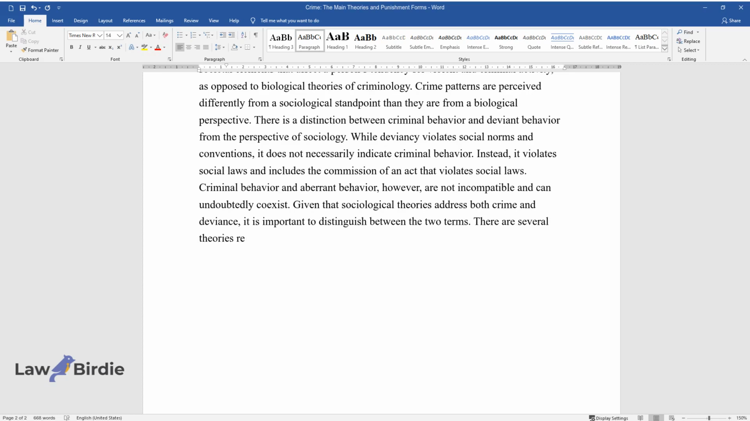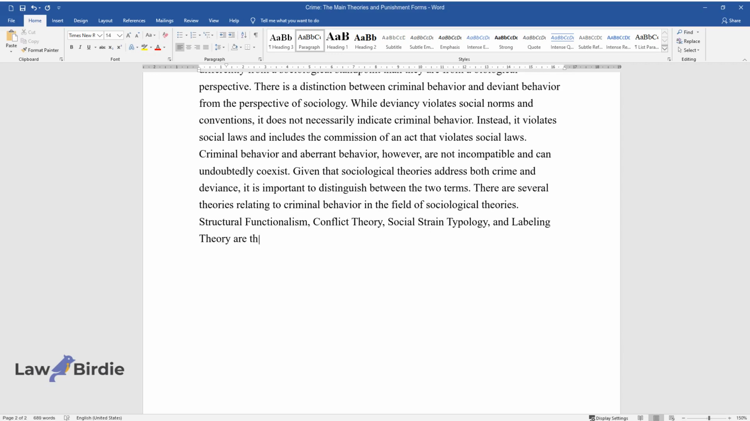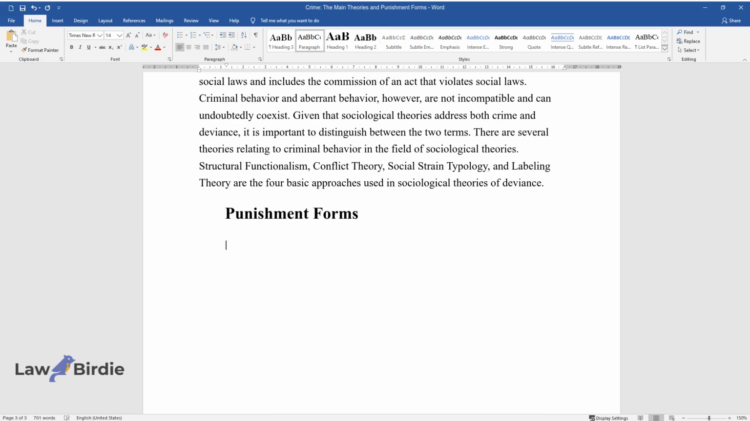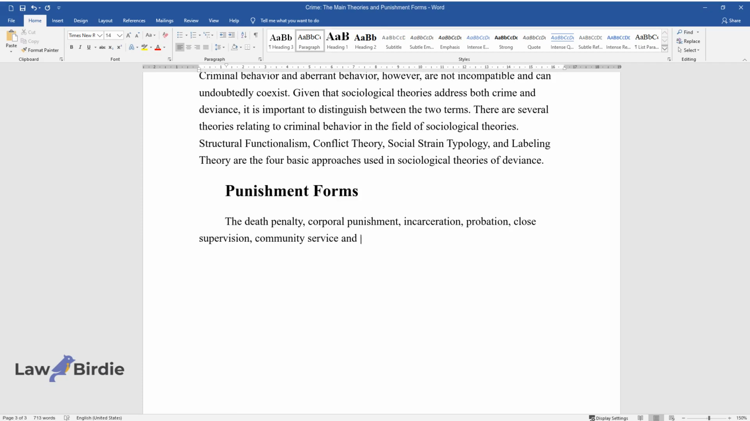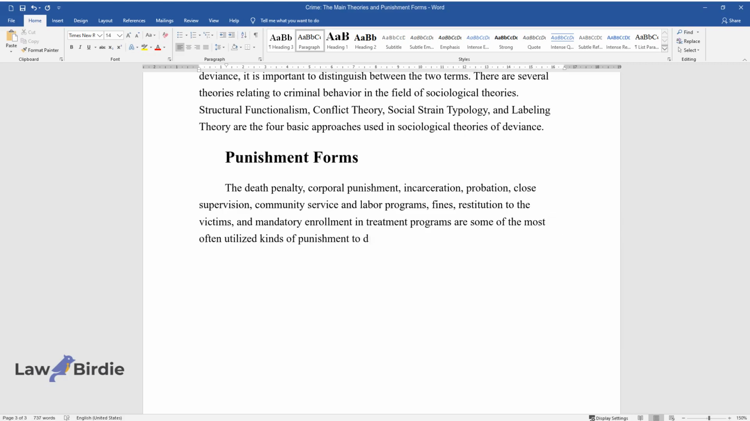There are several theories relating to criminal behavior in the field of sociological theories. Structural functionalism, conflict theory, social strain typology, and labeling theory are the four basic approaches used in sociological theories of deviance. Punishment forms. The death penalty, corporal punishment, incarceration, probation, close supervision, community service and labor programs, fines, restitution to the victims, and mandatory enrollment in treatment programs are some of the most often utilized kinds of punishment to deter crime.